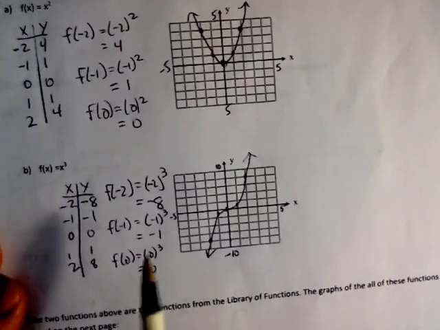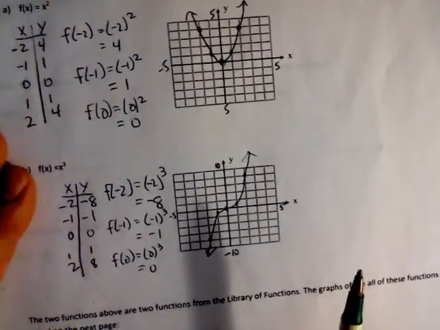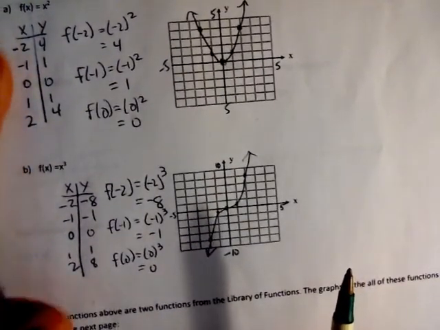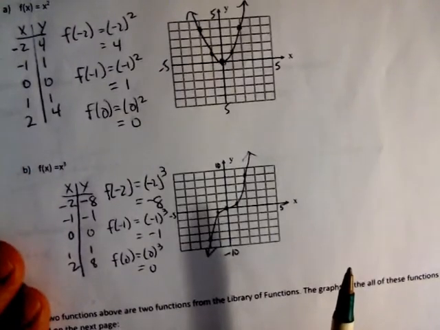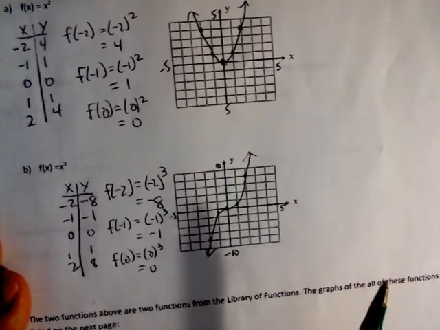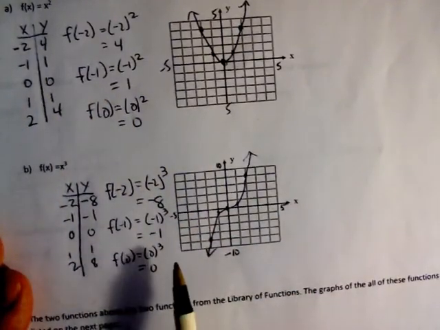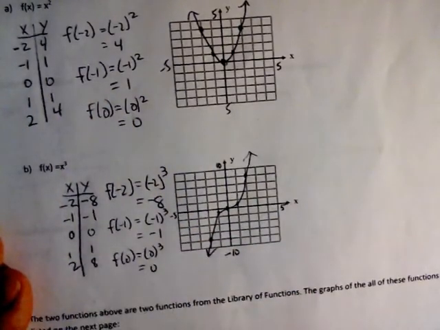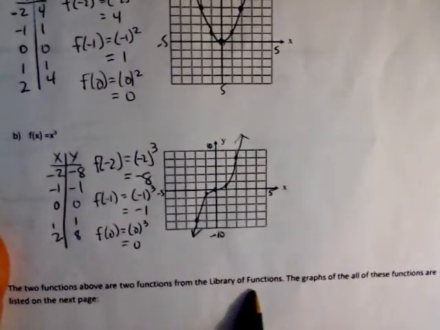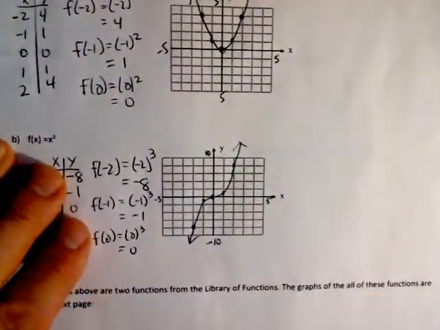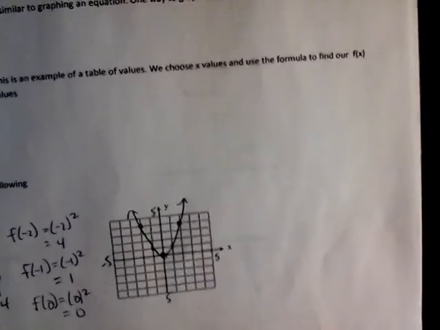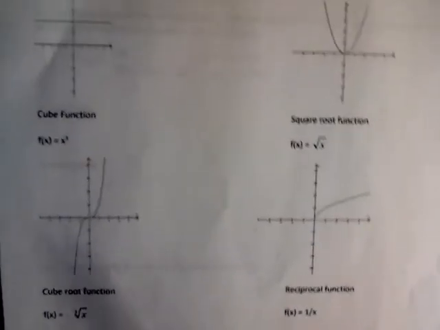So, anytime you're graphing the most basic form of any function, you can always choose these 5 x values and find your y's. And we're going to be doing a lot more graphing with these types of functions from what we call the library of functions. And when we look at the next page, these are what we call our library of functions.